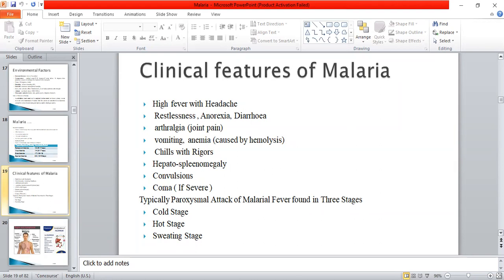The febrile paroxysm occurs with intermittent periodicity, repeating every third or fourth day depending upon the species of malarial parasite. The classical three stages, cold, hot, and sweating, may not always be observed due to maturation of generations of the parasite at different times.